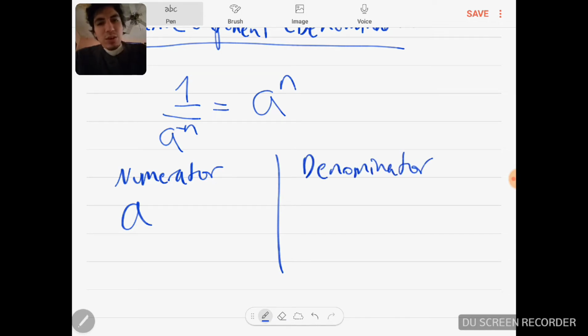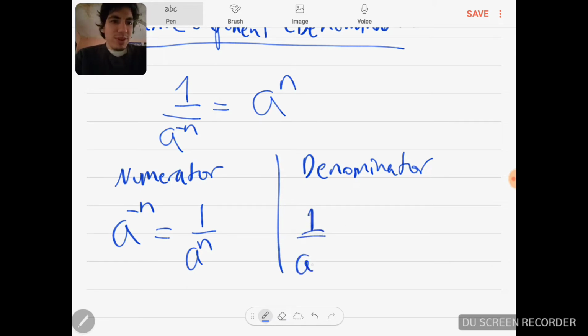Where a to the negative n equals 1 over a to the n. And for the denominator, it would be 1 over a to the negative n, which would be a to the n. So you see how whenever you have a negative exponent, depending on where it is, you're either going to flip it up or you're going to flip it down.